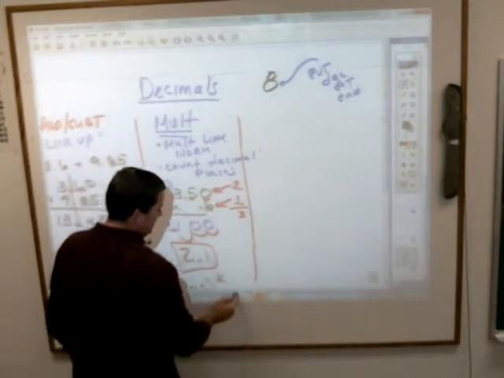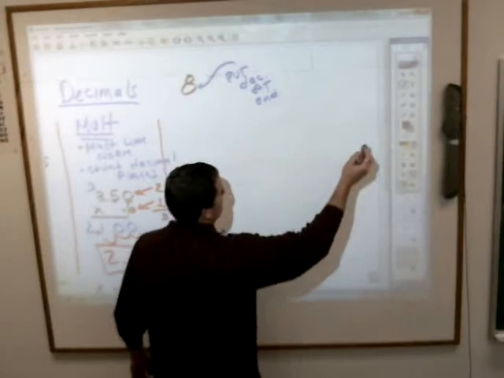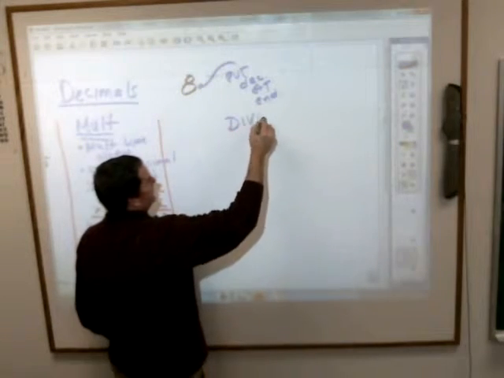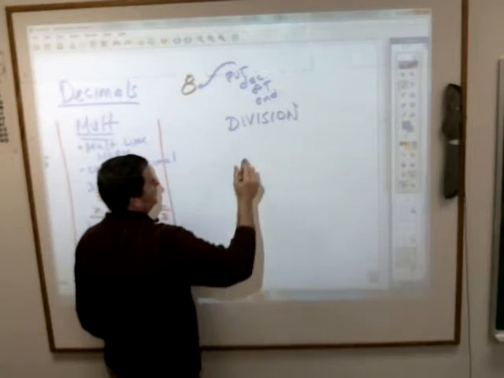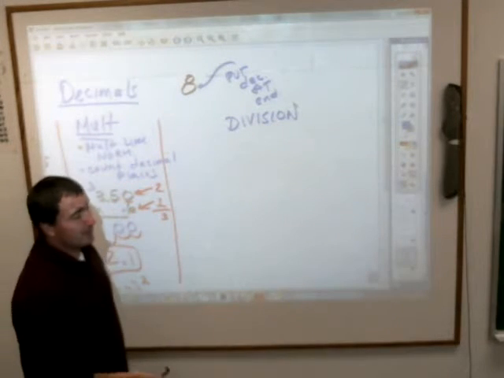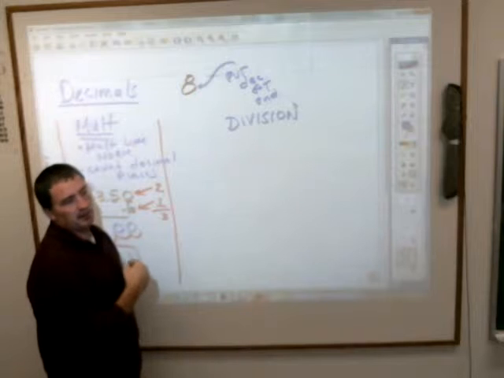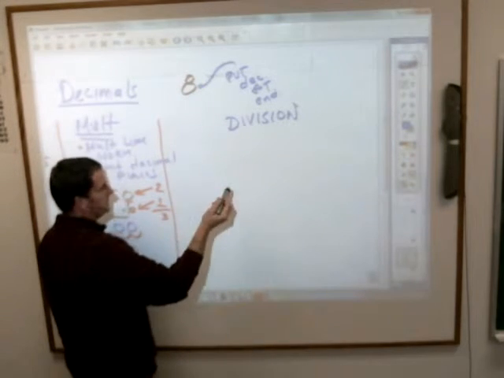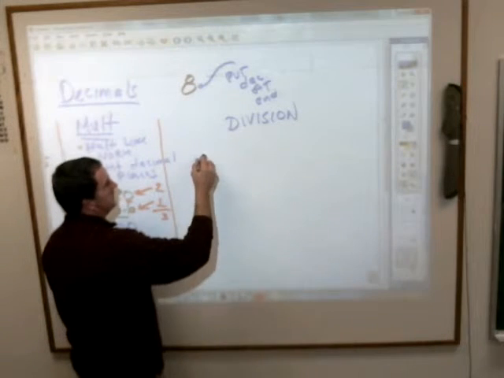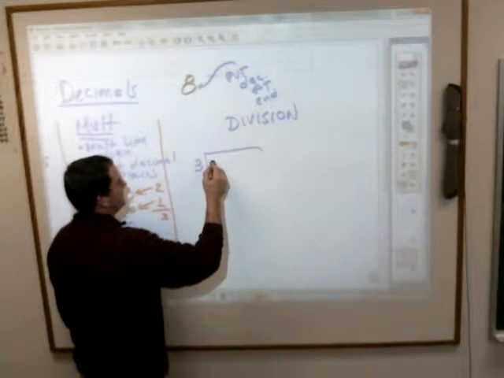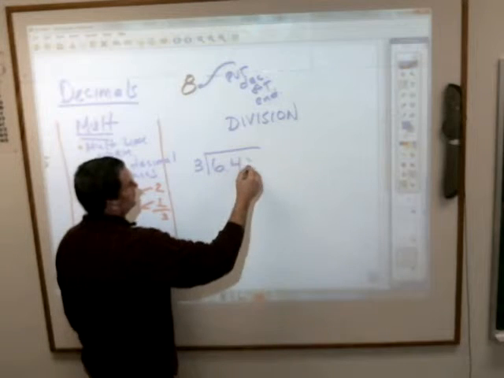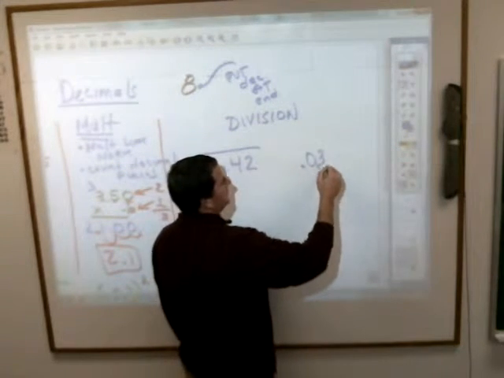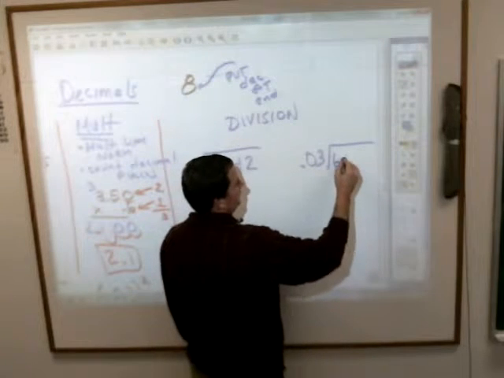Alright, now the last one we talk about is division. Division, really you have to think about 2 different problems, okay? One time when you have a decimal outside the division box, and the other time when you have it inside. For example, this. Let's say I'm just taking 3 into 6.42, and over here I have 0.03 into 6.42.